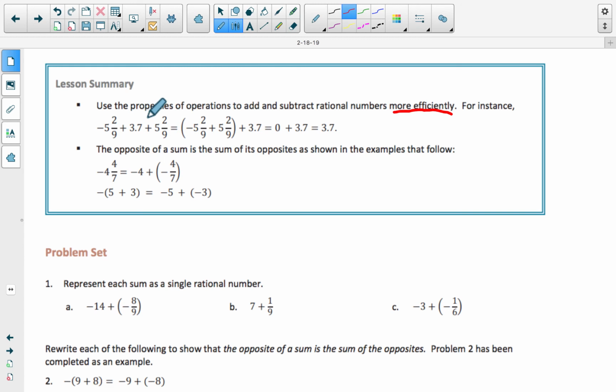Okay? Just keep in mind also you can split apart mixed numbers into two separate parts, the whole number part and the fractional component. Okay? Keep those things in mind.